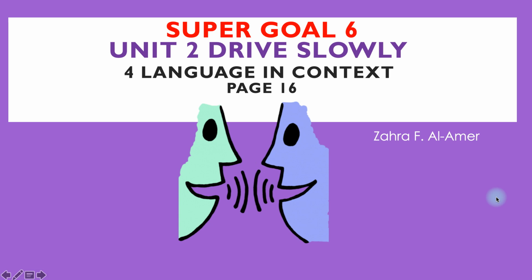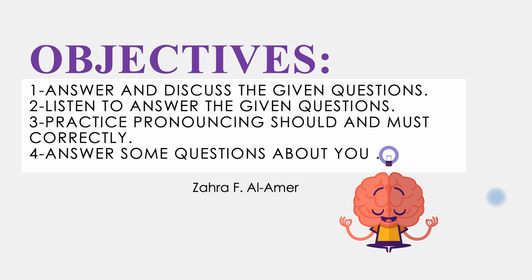Hello everybody, Super Goal 6, Unit 2, Drive Slowly for Language and Context, page number 16. Now let's take a look at the objectives. Number 1, answer and discuss the given questions. Number 2, listen to answer the given questions. Number 3, practice pronouncing should and must correctly. Number 4, answer some questions about you.